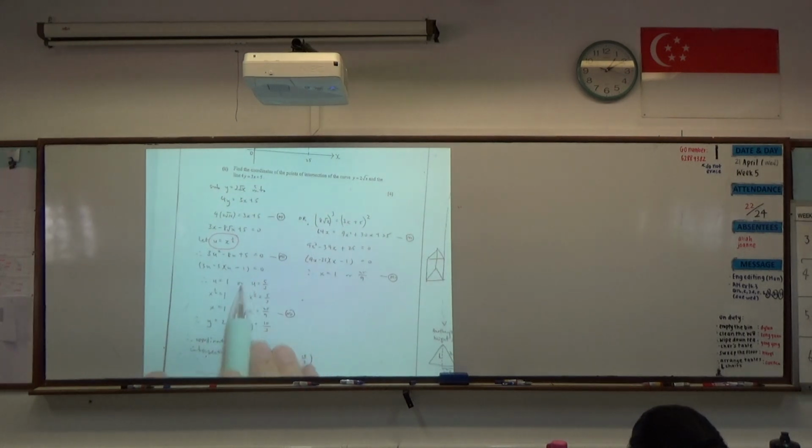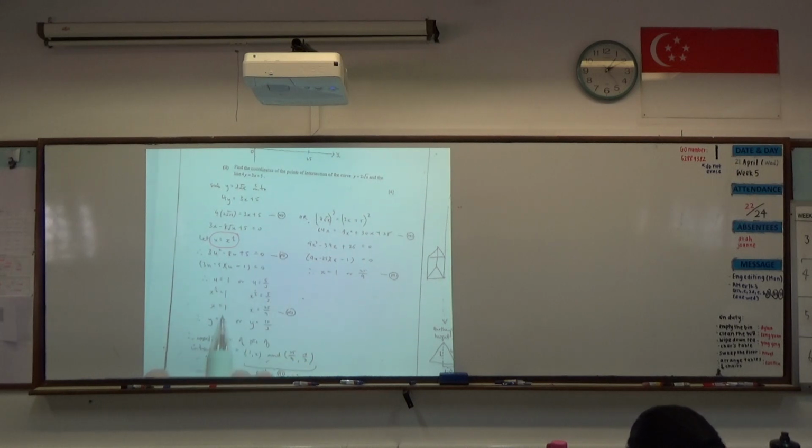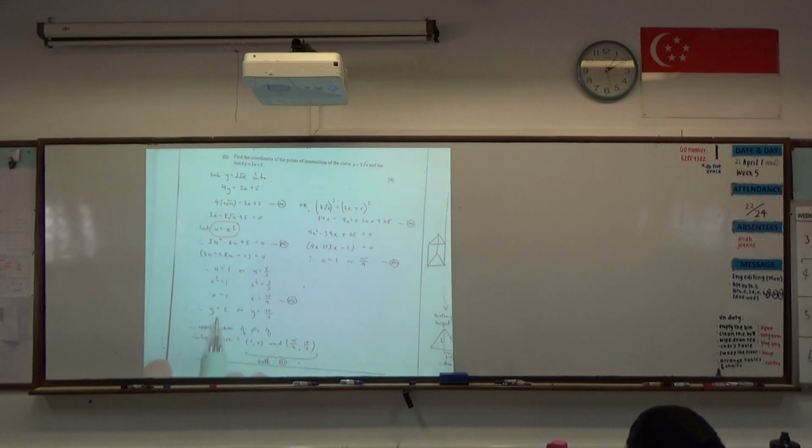Then factorize. u is equals to 1 or 5 over 3. That means square root x is 1 or 5 over 3. So x is equals to 1 or 25 over 9. y is 2 or 10 over 3. And don't forget, question asks for coordinates, so make sure you answer with coordinates.